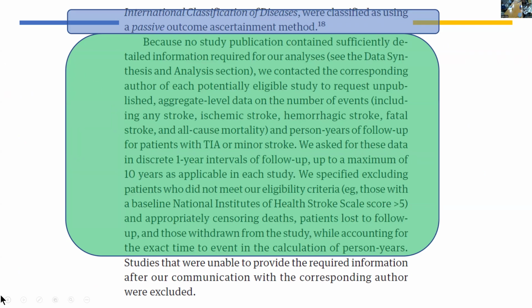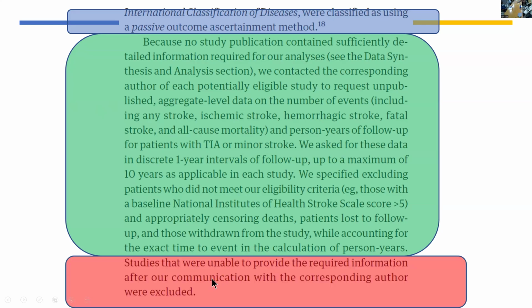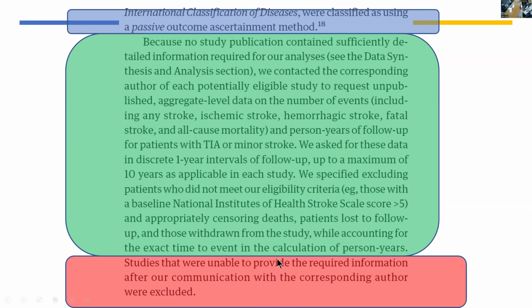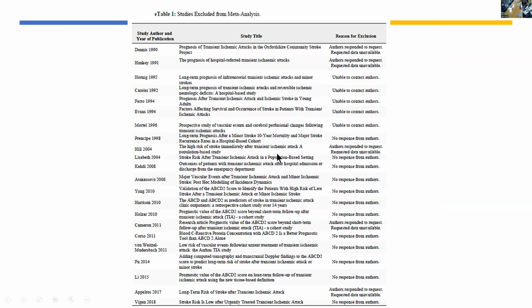And remember, this important study looked at people after 90 days. They were really interested in after 10 years after the TIA, how much risk of stroke you'll have. That was the important data they were trying to get from the authors. Okay, and they mentioned that if authors did not communicate, they're mentioning that. So this is the same thing.